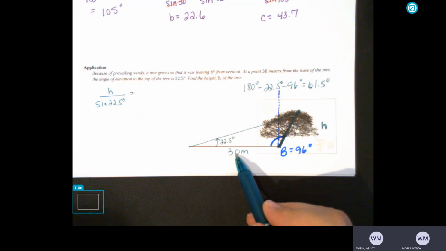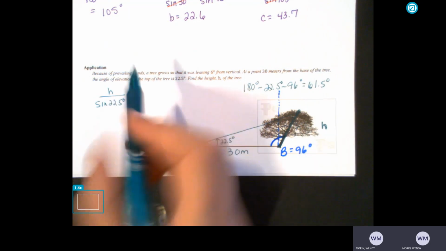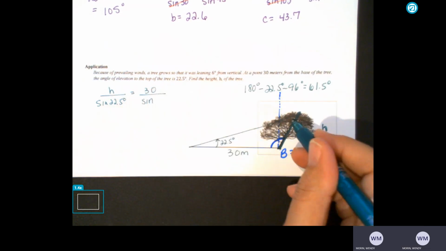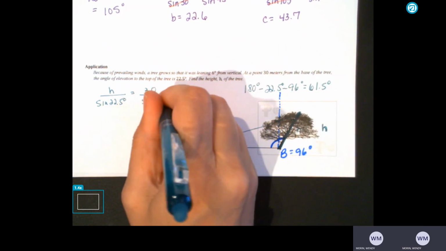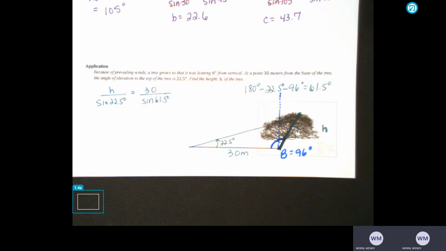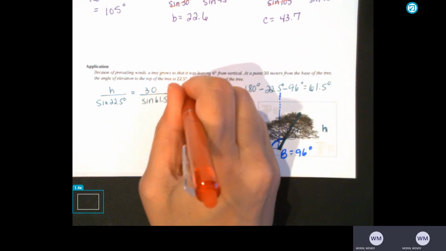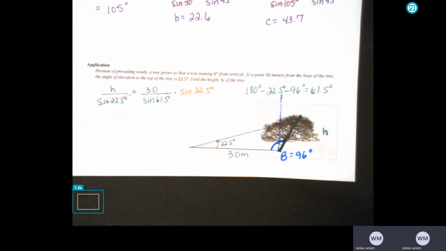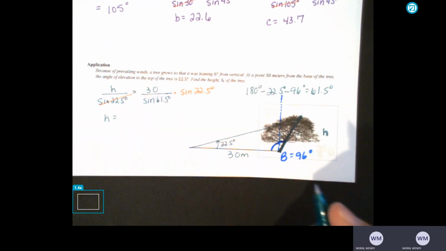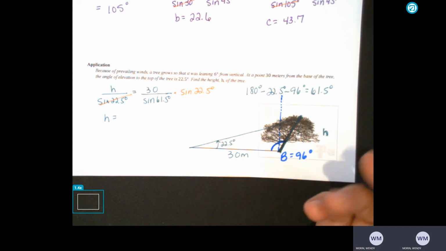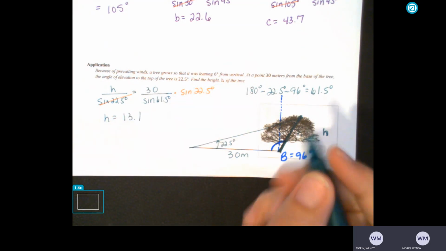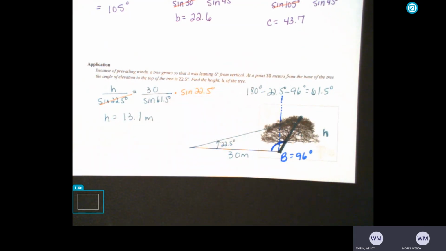So now I can use this side with the angle across. So again, 30 is to the sine of the angle opposite of 30, 61.5 degrees. I'm trying to solve for H, so multiply both sides by the sine of 22.5 degrees. And practice typing it into your calculator. Obviously, your calculator should be in degree mode. And rounding to the nearest tenth, you get 13.1. And in this case, they were using meters, so it's going to be meters.